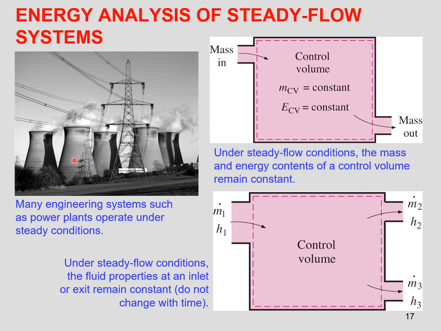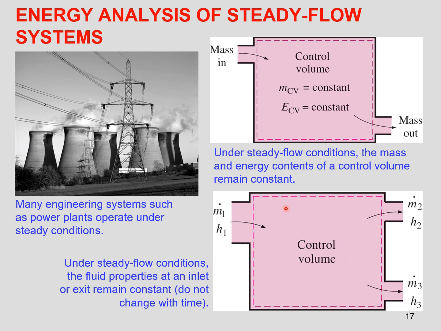Once the plant has started up and got up to power, it operates continually at a steady rate. For example, if you're trying to make electricity, the power plant is going to operate at its capacity to maintain the power grid, so they can send power to our homes. You don't want that fluctuating. So under steady flow conditions, the fluid properties at the inlet and exit remain constant. They don't change with time.